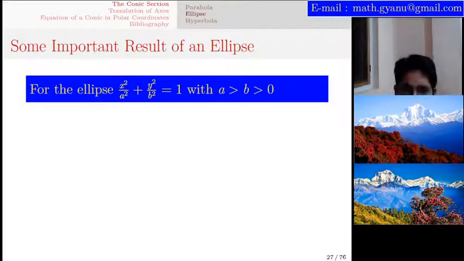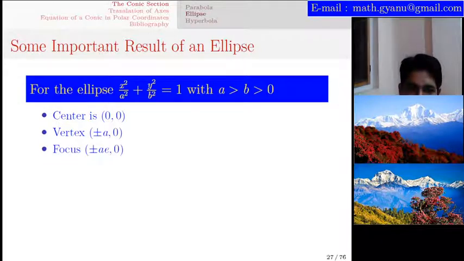For the ellipse x square by a square plus y square by b square equal to 1, with a larger than b and both non-negative, the center will be the origin, the vertices will be plus minus a comma 0, and the foci will be plus minus ae comma 0. Here e is the eccentricity. The value of e is smaller than 1 for an ellipse, as we already discussed in the conic definition.